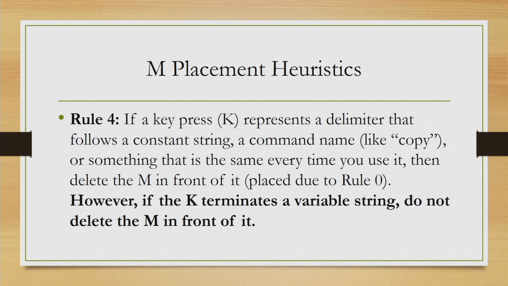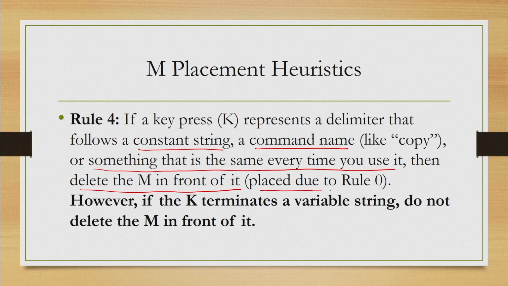And the final rule is rule 4, this is the fifth heuristic. It says that if a key press represents a delimiter that follows a constant string, a command name or something that is the same every time you use it, then delete the M in front of it, which is placed due to rule 0. However, if the K terminates a variable string, do not delete the M in front of it.